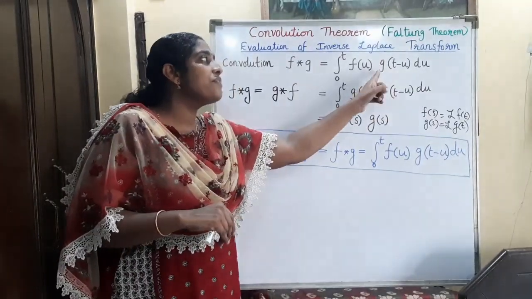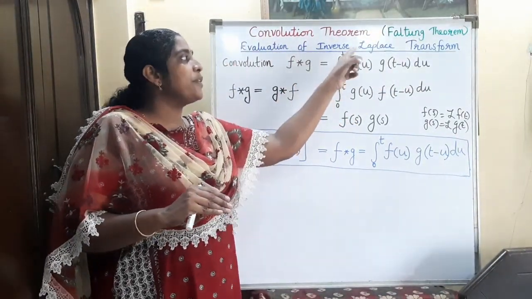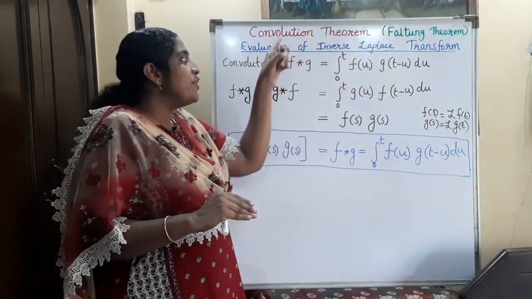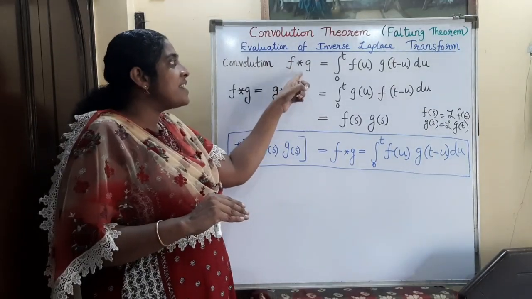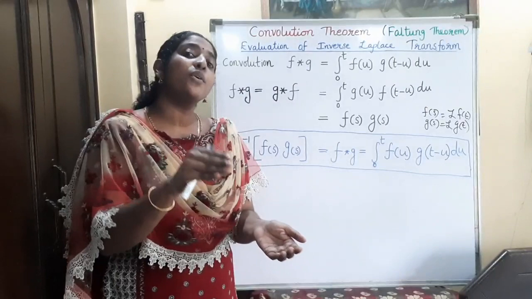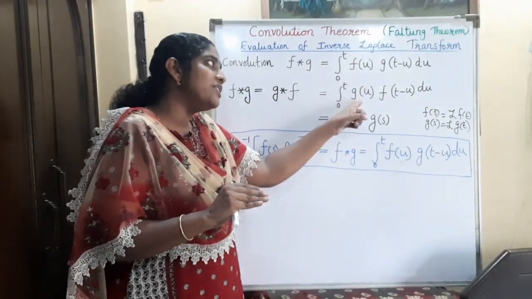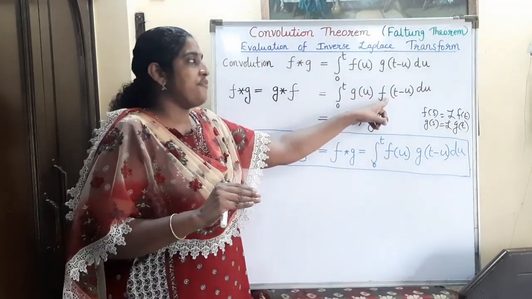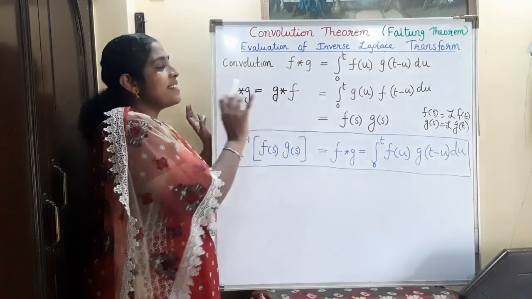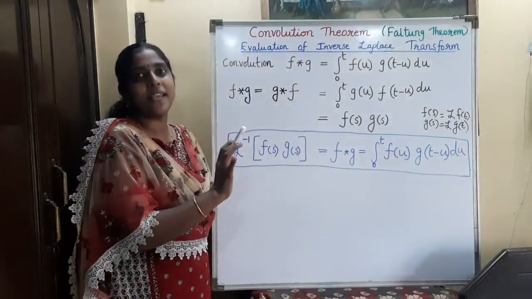After that, one function is shifted and flipped. That is, t is flipping to u and there is a shifting here too. So the convolution f star g is defined by this integration process. We can change the order of these functions too. That is, instead of f of u, we can write g of u, and the shifting goes to the f function, that is f of t minus u du. That is, f star g is equal to g star f. F convolution g or g convolution f, both are the same.